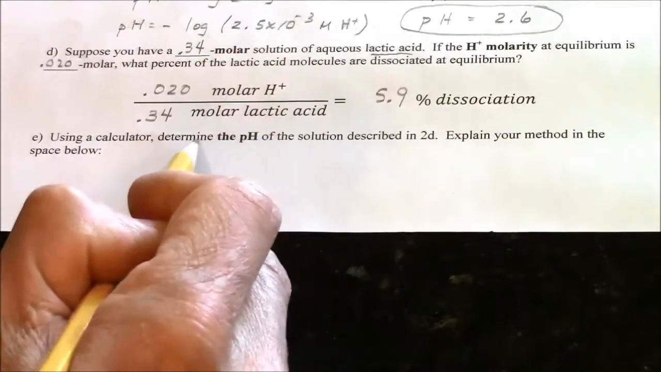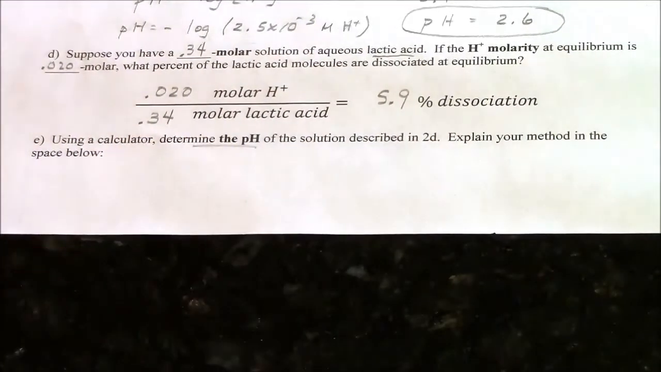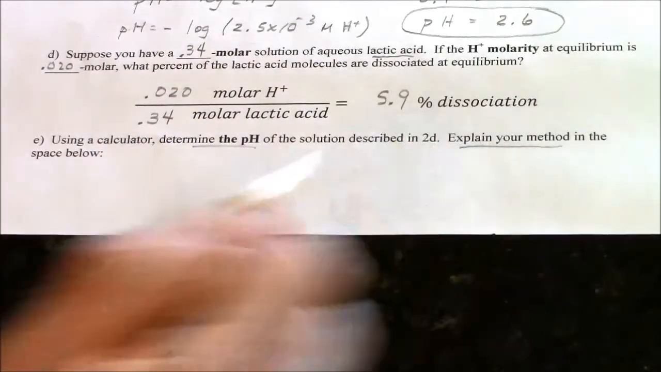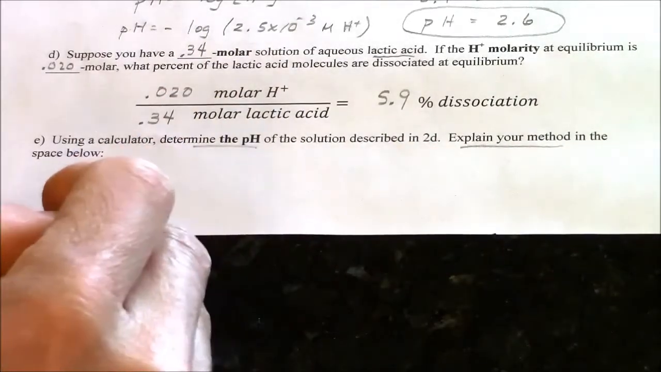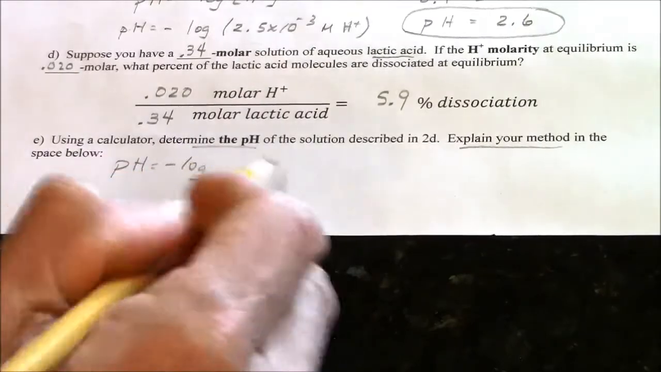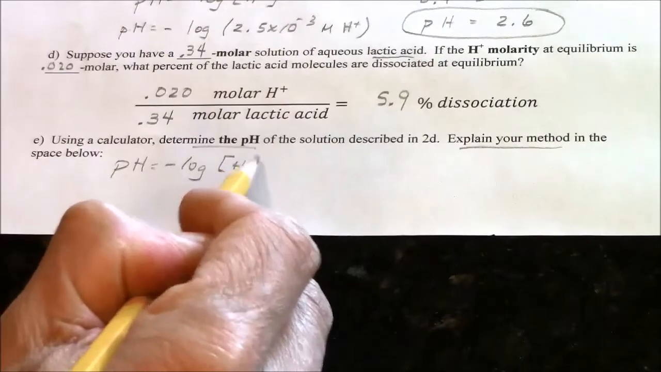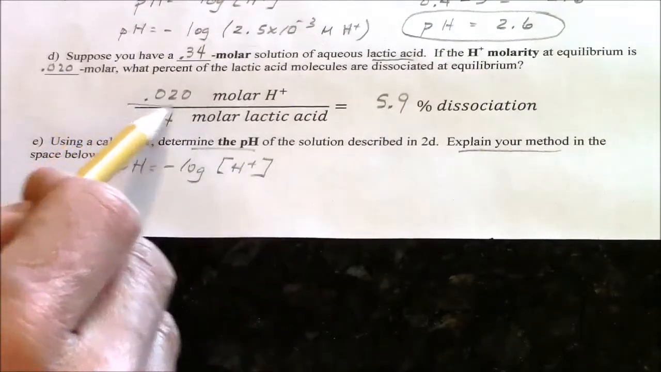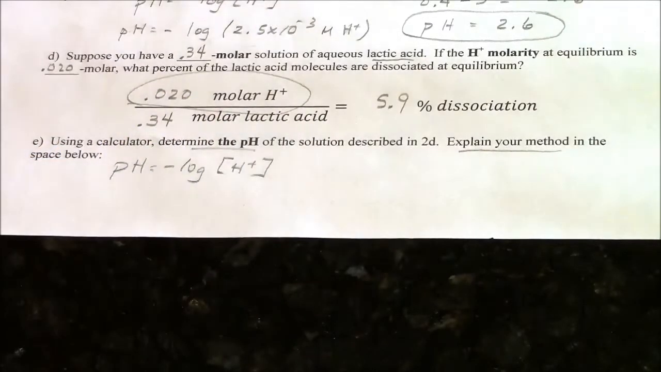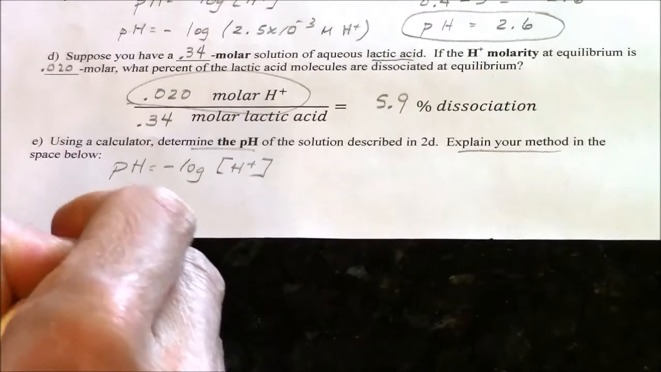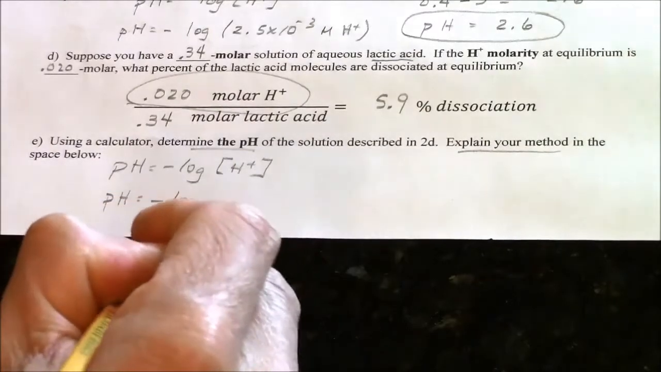Last question says determine the pH. You should know how to do that. Explain your method. If you're using an equation, you write the equation. pH equals minus log of the H+ ion concentration. In this case, the H+ ion concentration is 0.020 molar. So that should lead us to the pH quickly.